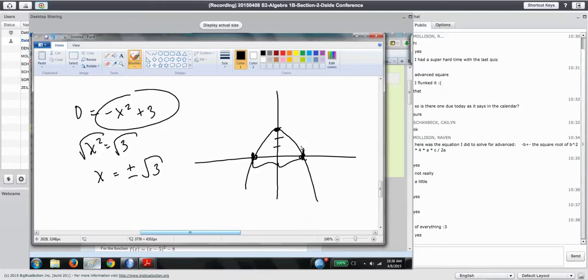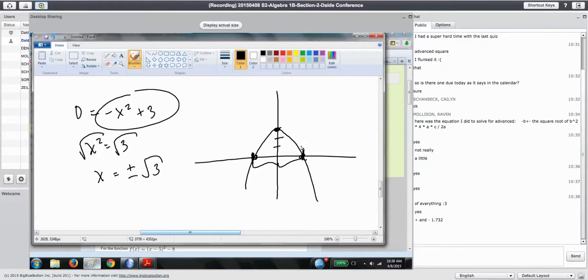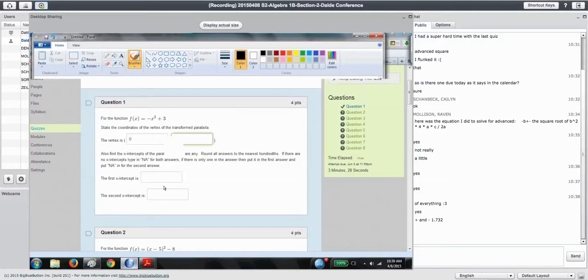If I ask you what are the x-intercepts, you should say square root of 3 and negative square root of 3. By the way, if you plug it into your calculator, you would get plus or minus 1.732. So that first answer is simply 1.732 and negative 1.732.